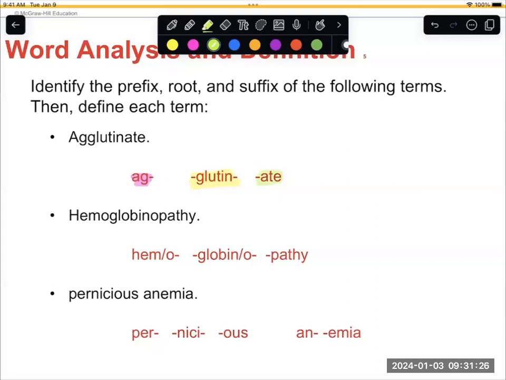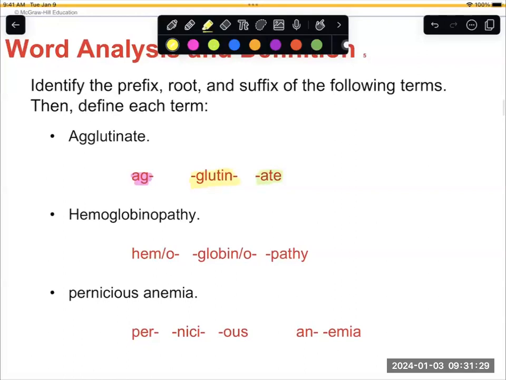Hemoglobinopathy, combining form. Another combining form, hemo is blood, globin is protein, o is the combining vowel, and the suffix pathy means disease. So hemoglobinopathy is a disease caused by the presence of abnormal hemoglobin in red blood cells. An example would be sickle cell anemia, which causes red blood cells to get that curved or sickle kind of shape.